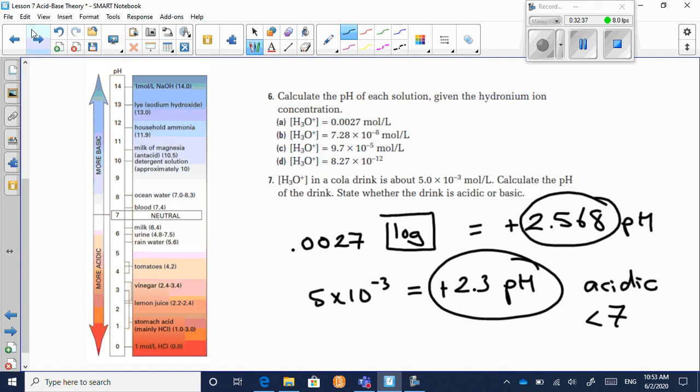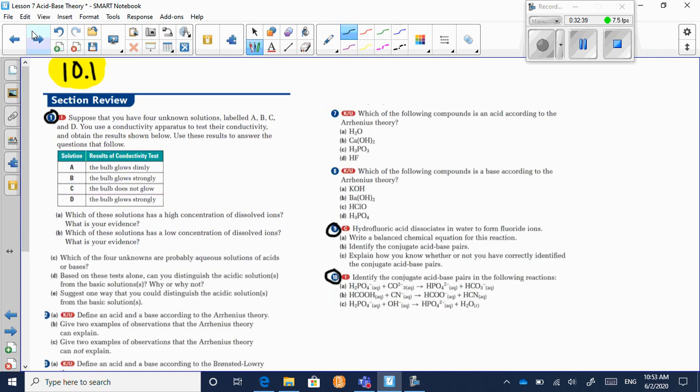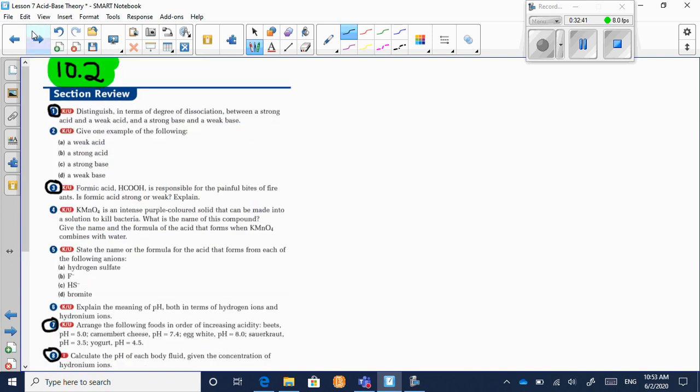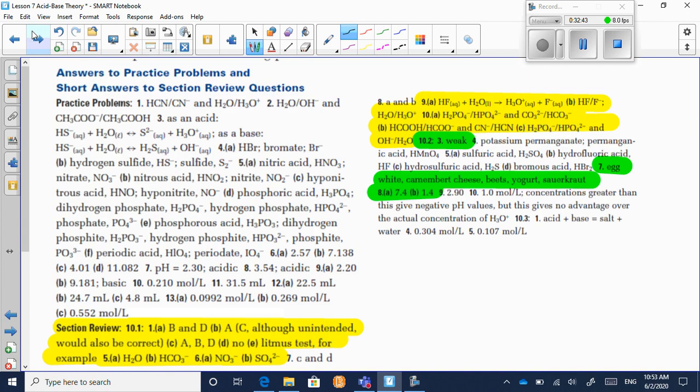Okay, so try some of these other homework questions I've given you here. I've given you some from 10.1 and 10.2, and then I've given you answers here.